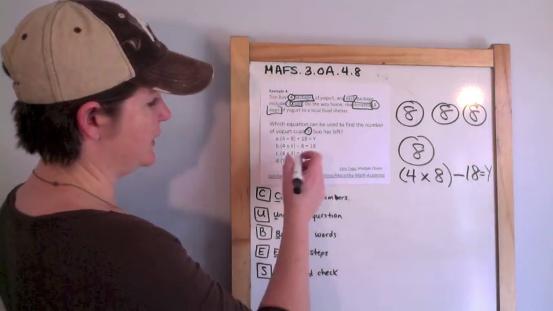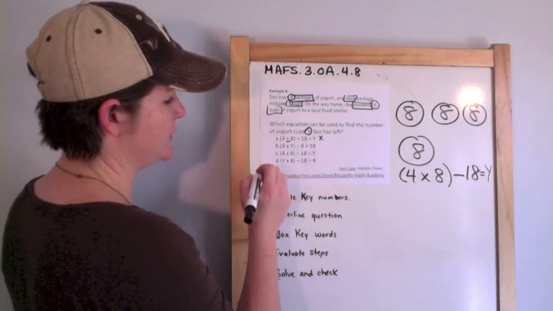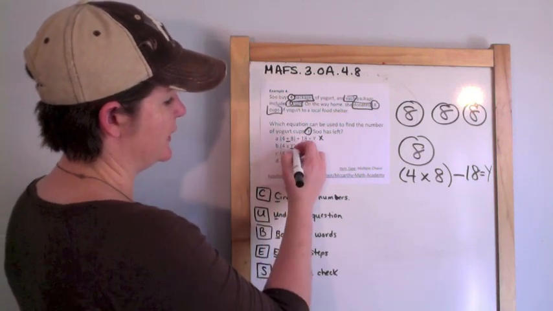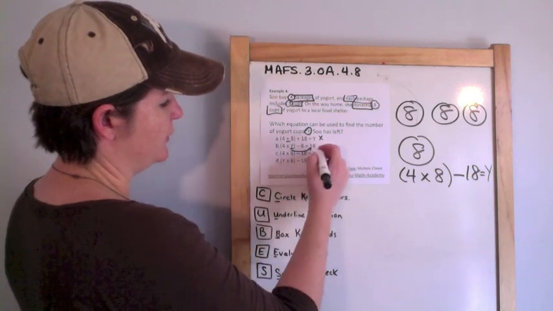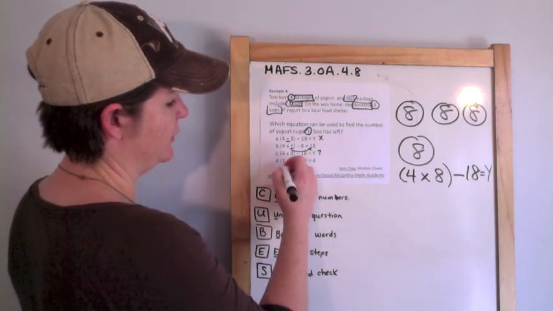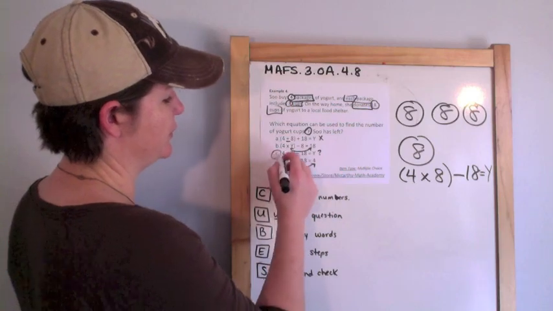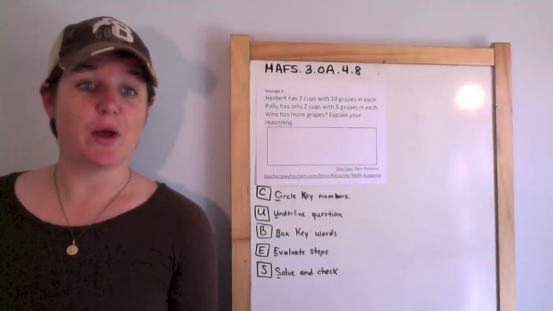And I'm seeing not this one because that says plus. Not this one, because that needs to be over here. That's the total that she has left. This one looks good. And y, again, the total needs to be over there. So C it is.